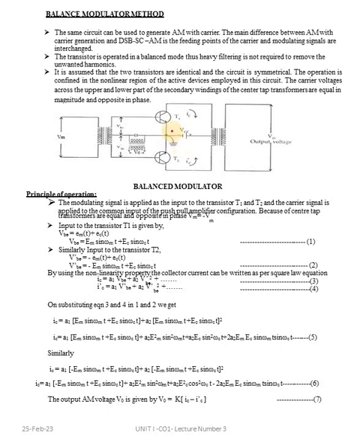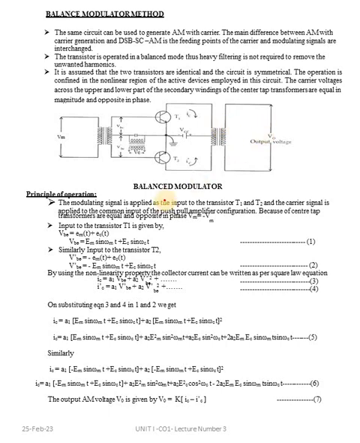The transistor is operated in a balanced mode, thus heavy filtering is not required to remove the unwanted harmonics. That is the main advantage of this balanced modulator method. The circuit itself is balanced with respect to the center tapping. It is assumed that the two transistors are identical and the circuit is symmetrical. The operation is confined to the nonlinear region of the active devices employed in the circuit. The carrier voltage across the upper and lower parts of the secondary winding of the center tapped transformer are equal in magnitude and opposite in direction. So there is a difference in the current direction only.